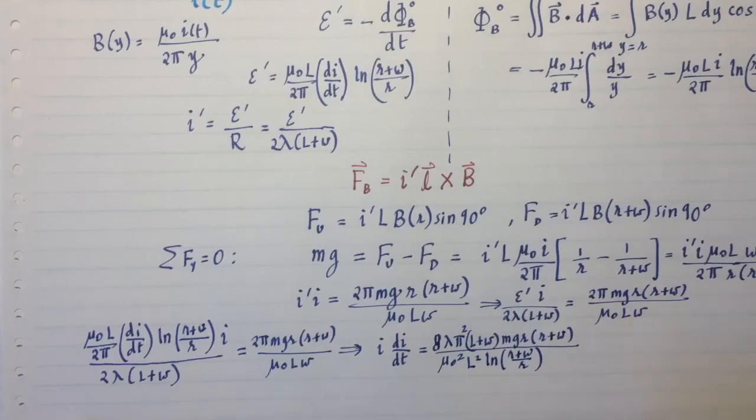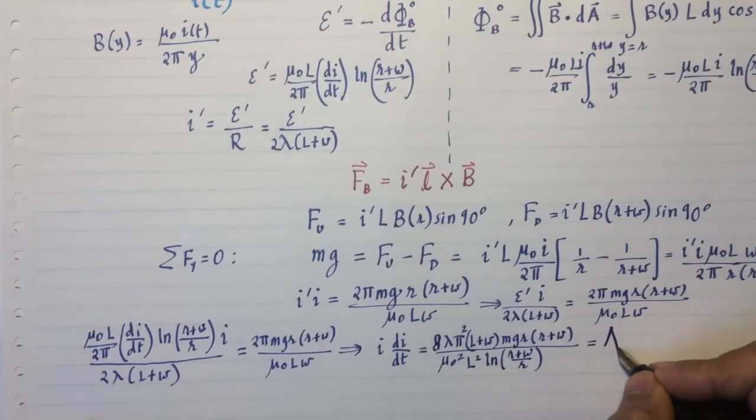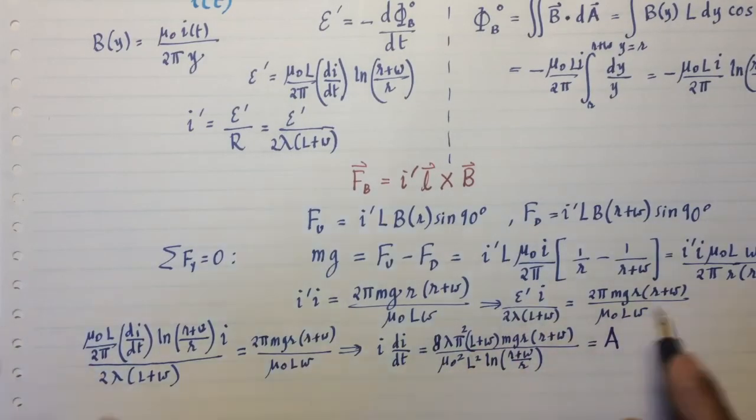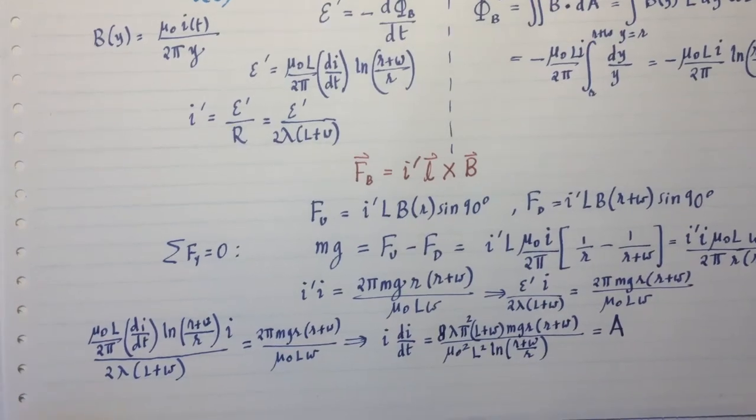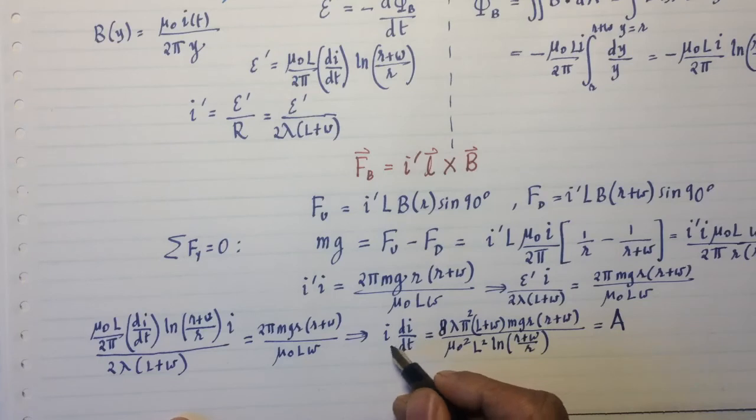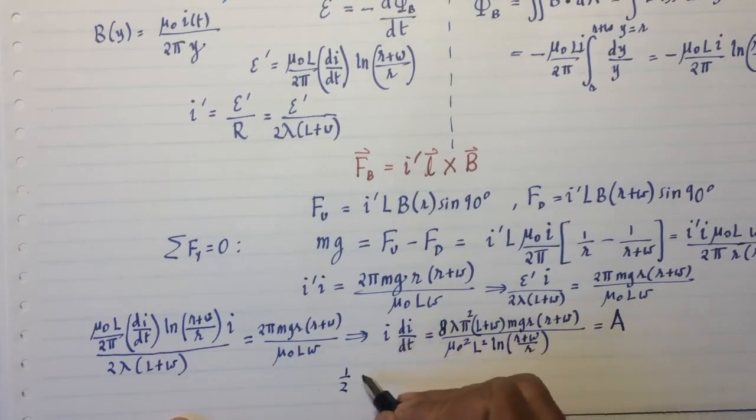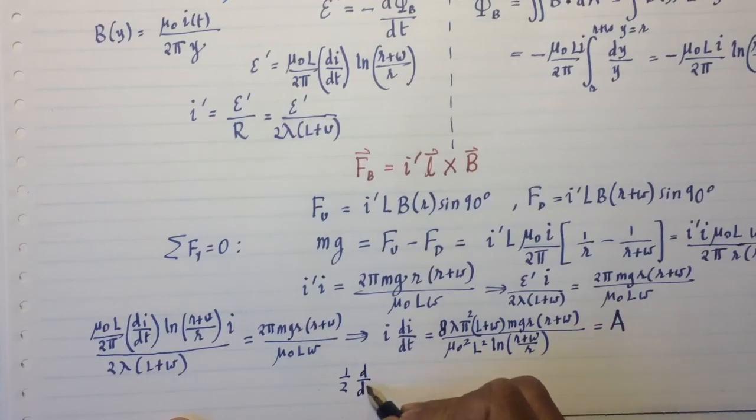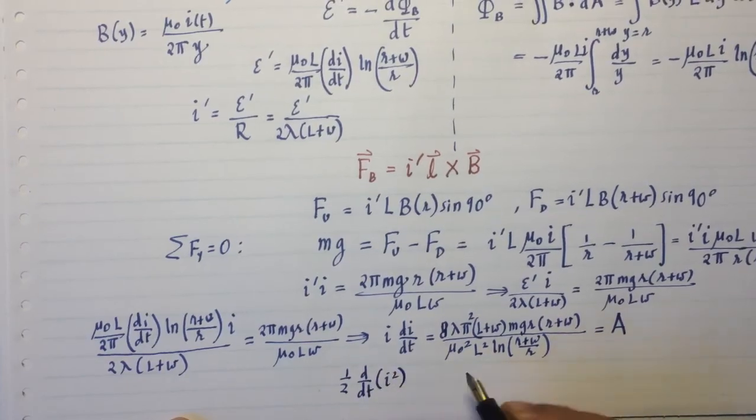If not, you can email me. But the upshot is all this is a constant. I'm going to call this constant A. And now I don't have to think about that constant anymore. This is a very interesting equation. It's a differential equation, but this is just 1/2 of d by dt of I squared. Is it not? Because d by dt of I squared is 2I di by dt, and that 2 cancels with the 1/2. And that's equal to A.